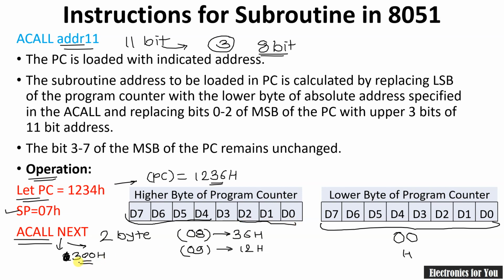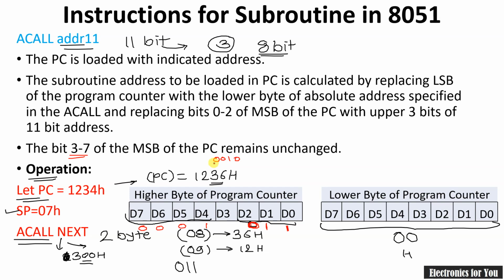Now in this case 3 is indicated by 011. So D2 is 0, whereas D11 and D0 will be 11 respectively. Also note that bits 3 to 7 of the program counter remain unchanged. So we are having 1236 as our previous address. Now 1 is written in binary as 0001, and here 2 is also written as 0010.